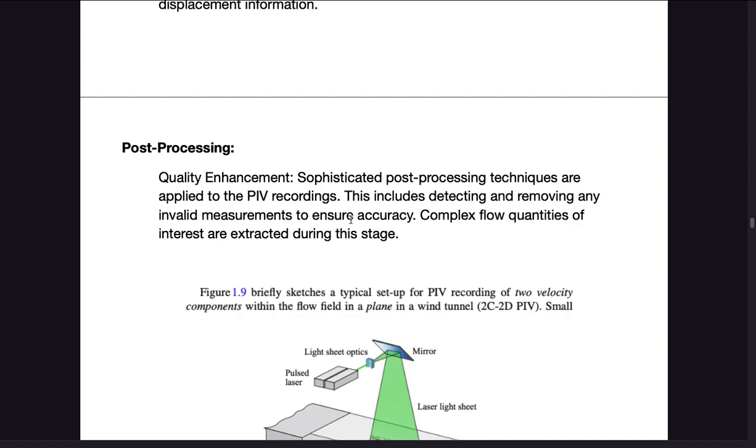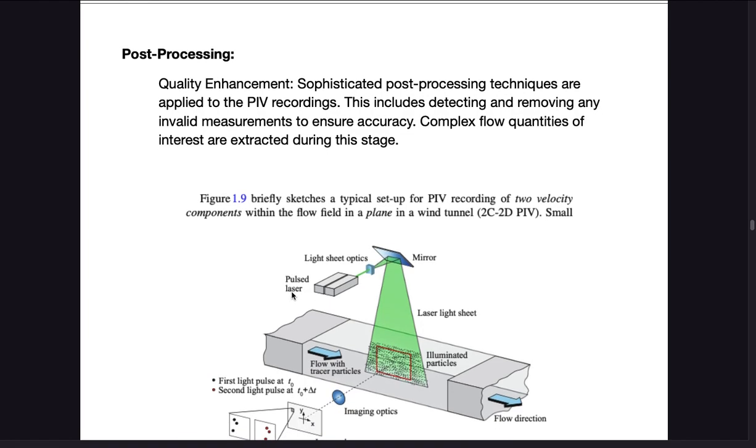detecting and removing any invalid measurements to ensure accuracy. Accuracy के लिए इनमें कुछ अगर invalid measurement होगा उनको हटाना जरूरी होता है. So that's why we are doing the post processing. Complex flow quantities of interest are extracted during this stage. जो complex flow होता है, जो एक्चुअल क्वांटिटीज होते हैं उनको एक्सट्रैक्ट करते हैं, जो एक्चुअल मेजरमेंट, जो एक्चुअल रिजल्ट डाटा होता है उनको हम एक्सट्रैक्ट करते हैं थ्रू दिस स्टेज.